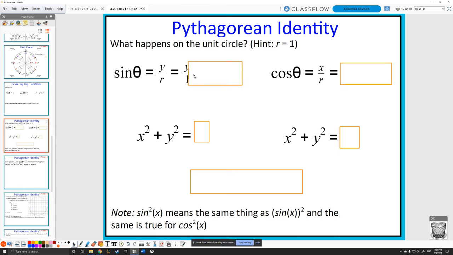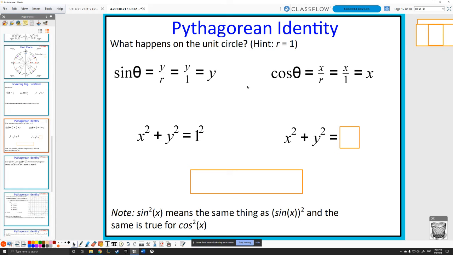Well, that means y over r becomes y over 1. Well, y over anything over 1 is just itself, right? So y over 1 just becomes y. And very similarly, cosine is x over r, but that's x over 1 since the unit circle has a radius of 1. And x over 1 is just itself, once again, just x. And the equation of my unit circle is x squared plus y squared equals 1 squared, since r is 1. Therefore, x squared plus y squared equals 1. So this is the equation of my unit circle.